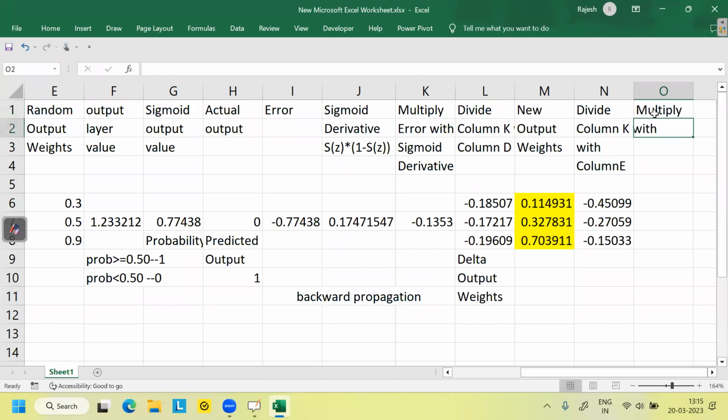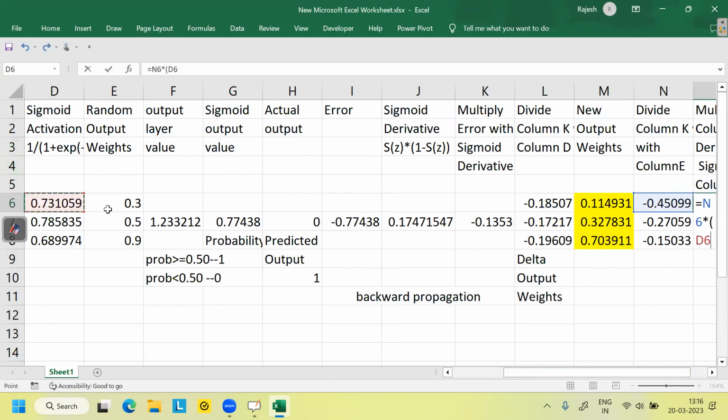Okay. Multiply column N with derivative sigmoid column T. Is equal to minus 0.09 into open bracket 0.731059 into open bracket 1 minus 0.731059.